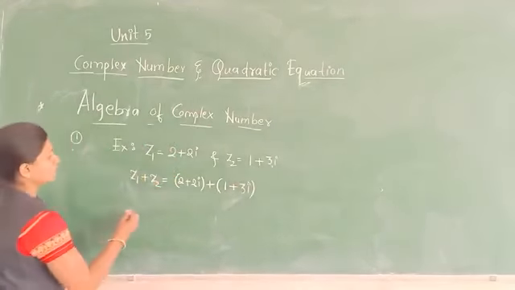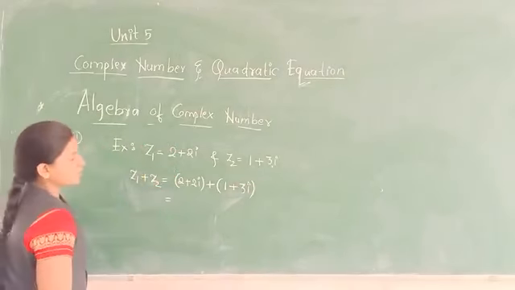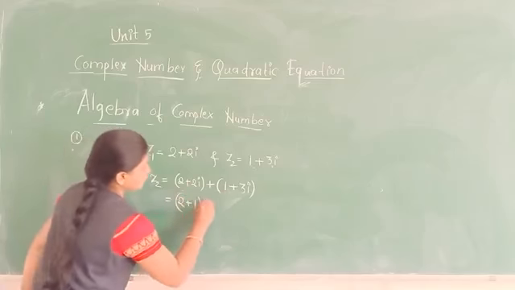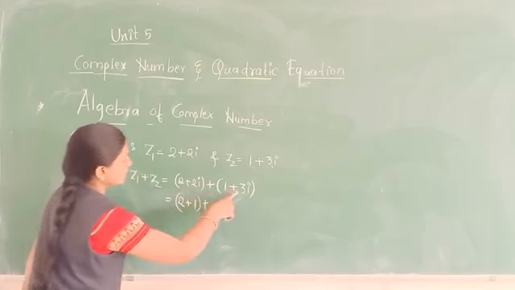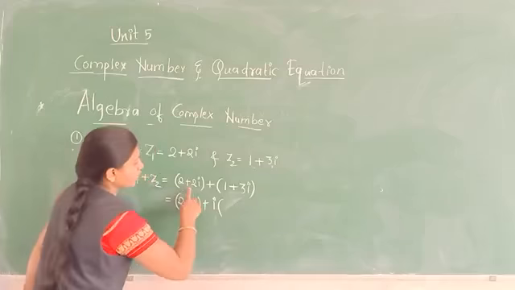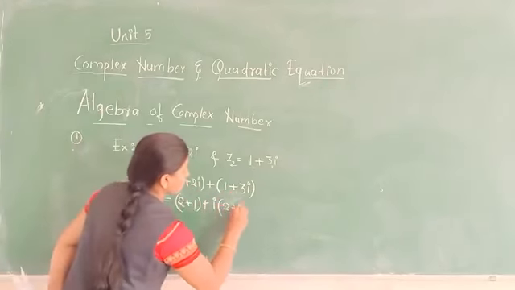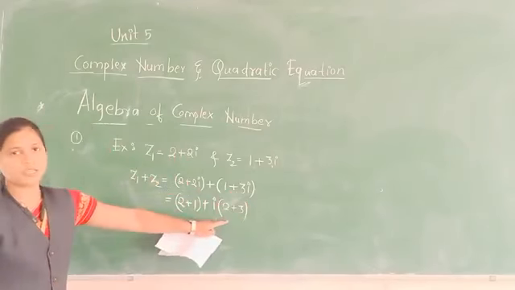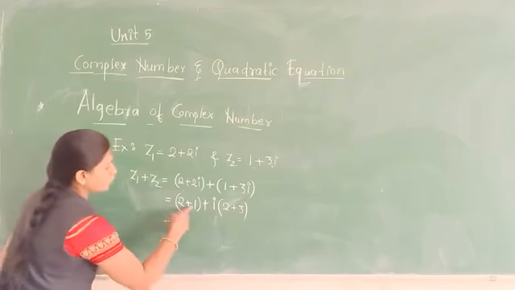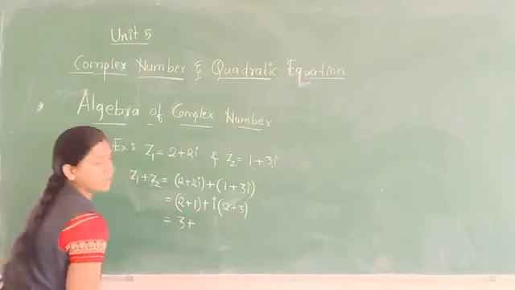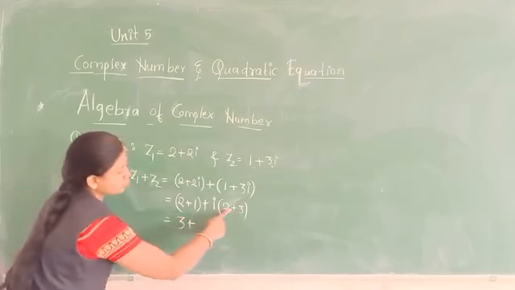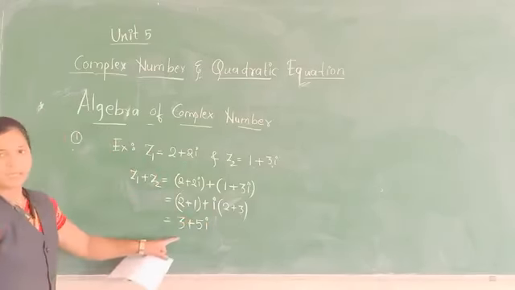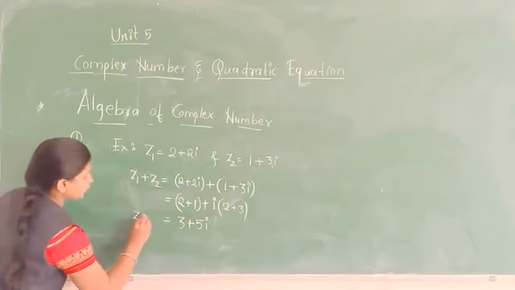So here the simple calculation: 2 plus 1, plus 2i plus 3i. Here I will take i common. We add the two real numbers and the two imaginary numbers. So 2 plus 1 is 3, plus 3 plus 2 is 5, so 5i. Here 3 plus 5i. This is Z1 plus Z2.